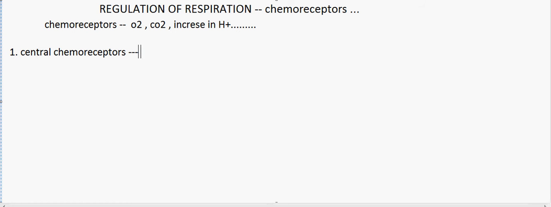So we'll note down that the central receptors are present near the deeper part of medulla, just near to the nervous regulatory centers, and that region is called the chemosensitive area.